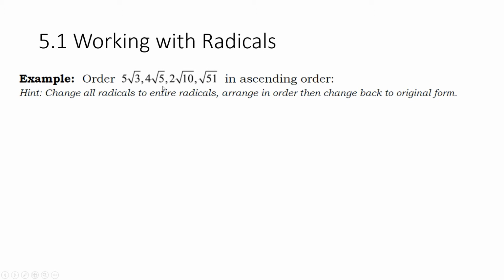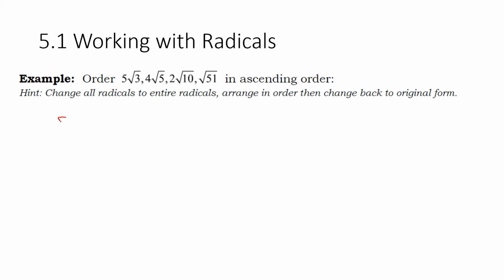Ordering these, in order to order them in ascending order, it is useful to turn them all into entire radicals, because we do know that root 5 is bigger than root 3, but is 4 root 5 bigger than 5 root 3? It can be a little difficult to figure that out. The cleanest way of doing it is, what if we put them all under a square root, and then they're comparable? Let me show you.